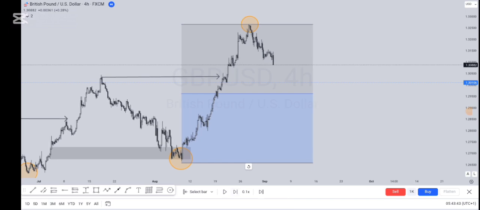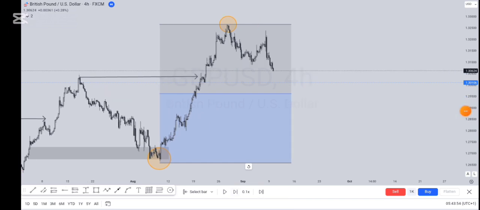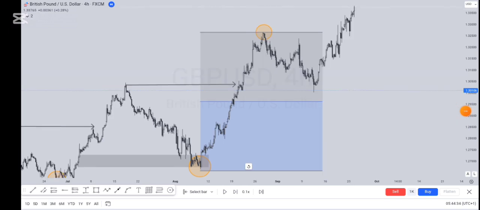So let me pause it. We can see the market is still heading down to our discount area. Let's see if it will respect the discount. If we get to that discount area, it will start buying, right? Let's see what will happen next. Nice, I was looking for an example like this.